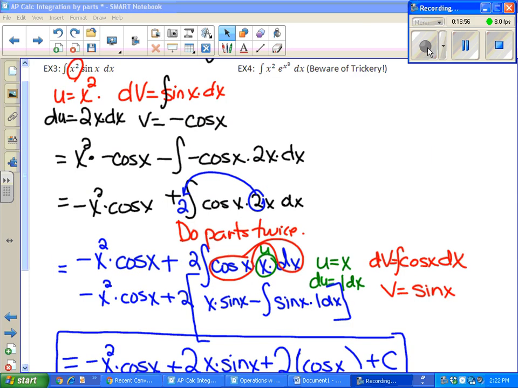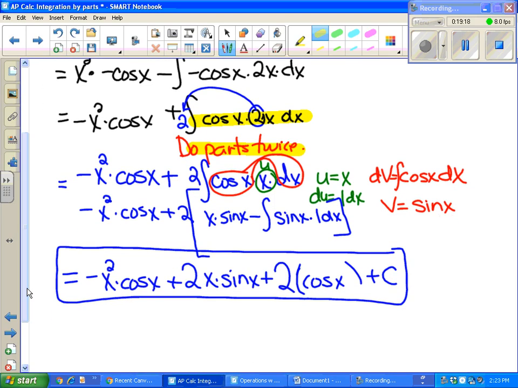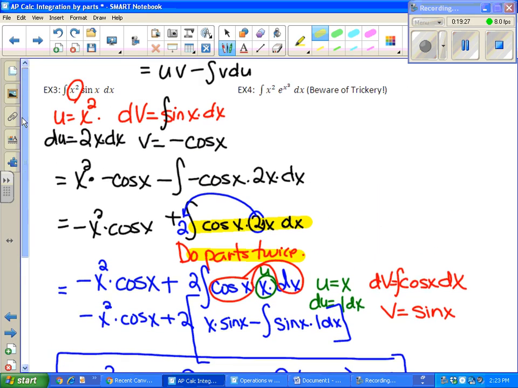Just to review, we used the smallest one, the one that can be reduced, the easiest one to take the derivative of, as our u. So we used x squared as our u. We did integration by parts, and we ended up with an integral that we had no way to do without doing parts again. So we did parts twice, and ended up with negative x squared cosine x plus 2x sine x plus 2 cosine x plus c. All right, let's move on to example 4.